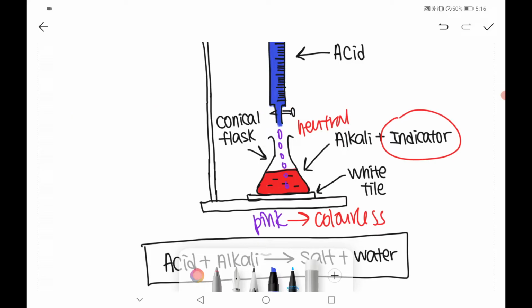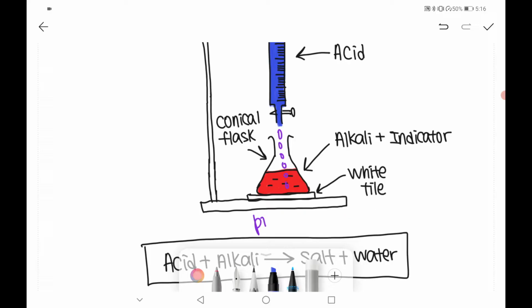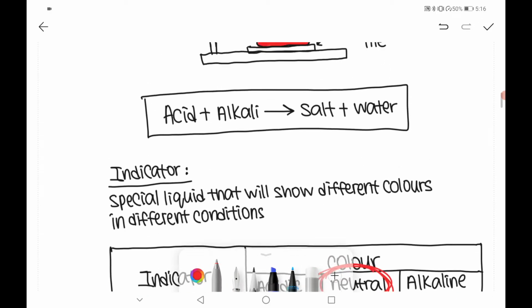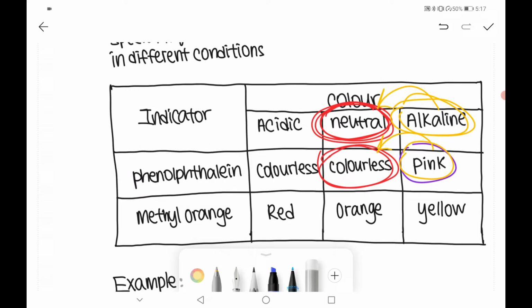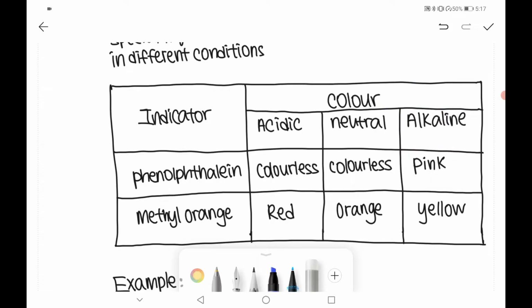So if you use phenolphthalein, the color will change from pink to colorless. You don't need to purposely memorize. You can just refer to this table. Phenolphthalein, initially when you put in alkali, is pink. After you add acid, the alkali becomes neutral, so the pink now becomes colorless. Okay, so this is the first part.